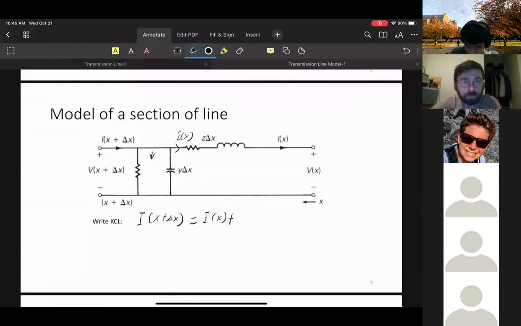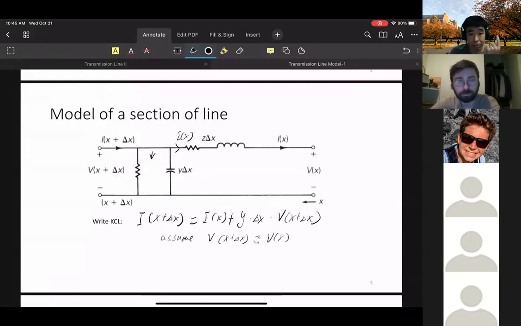we have y delta x times v x plus delta x. This is what we have. I'm going to assume v x plus delta x is roughly just v x. We'll assume that delta x is small enough that voltage doesn't change all that much. And then what I have is I x plus delta x minus Ix over delta x as y times Vx.